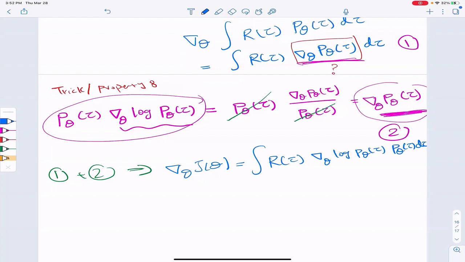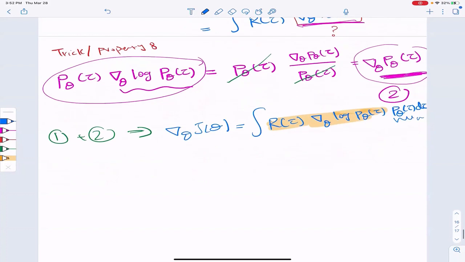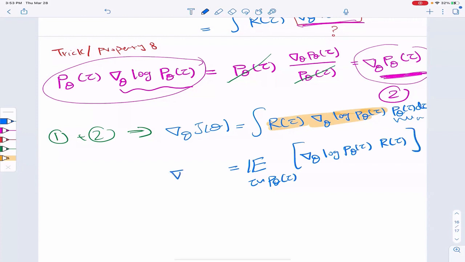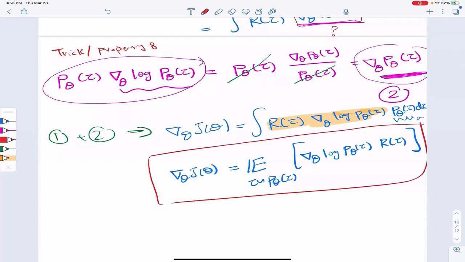Okay, but can I simplify this equation a little bit more? So you have a function of theta, and that is multiplied by this density, and it is averaged over this density. What is it? Expectation. It's an expectation, exactly. So I can write this as the expectation over the density that I have of this argument, which is the gradient of log p sub theta of tau times the reward. This is the foundational equation for policy gradient.